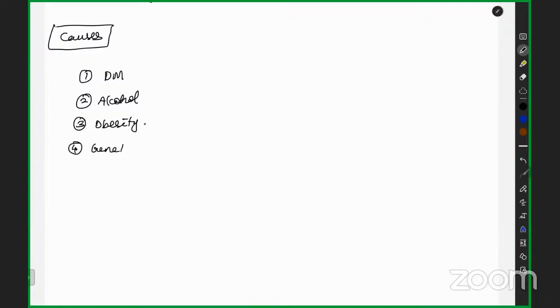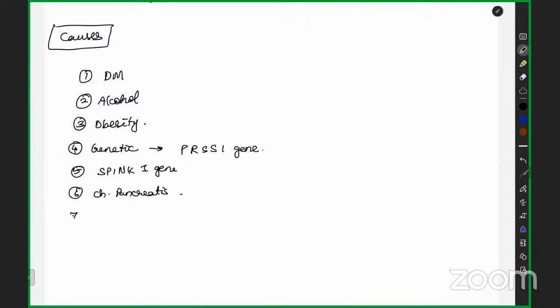What is the gene that is commonly involved? Genetic cause is going to be the PRSS1 gene. Write it down. PRSS1 gene is the most common cause. And the next is the SPINK1 gene, which is going to cause calcific pancreatitis. And chronic pancreatitis is also one of the causes.